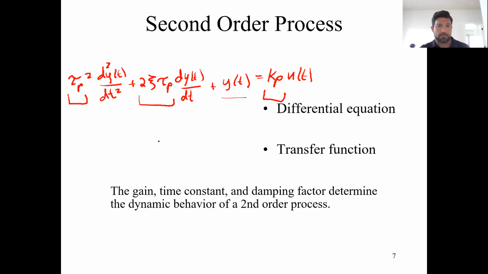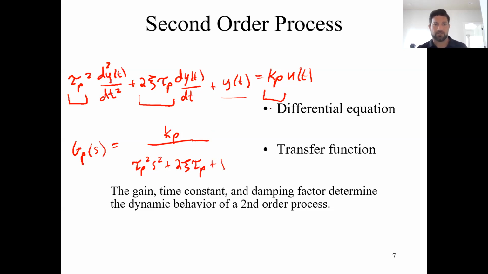Okay, same thing, we can go and we can derive the transfer function for the second order process. It is going to look like Kp over tau p squared s squared plus 2 zeta tau p s plus 1.